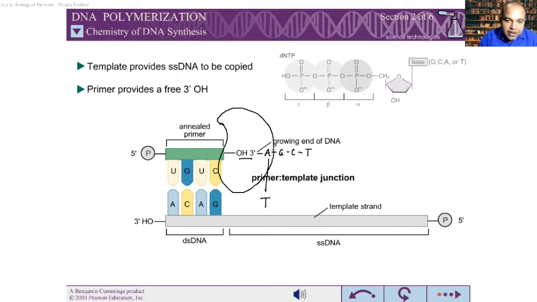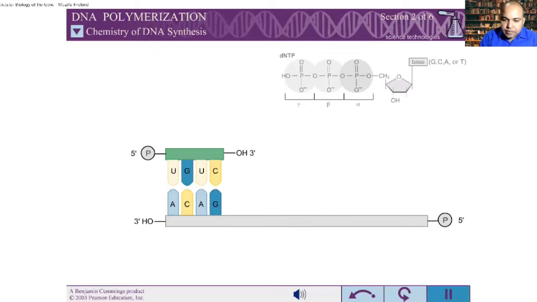If there is thymine, adenine will be added. If there is cytosine, guanine will be added. If there is guanine, cytosine will be added. If there is again adenine, then thymine will be added; if it is thymine, then it would be adenine. So on the basis of complementarity, the nucleotides are going to be added.